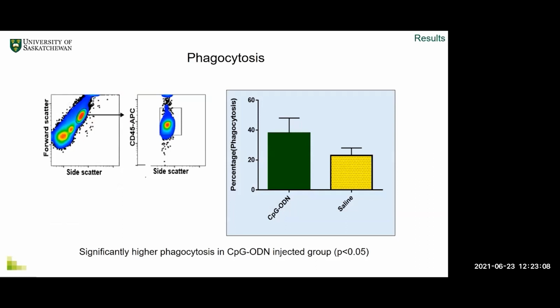Here are the results of our study. Phagocytosis results: this graph shows how we separated the heterophile population using scatter plot and specific antibodies. According to this graph, you can see the results of phagocytosis percentage. The phagocytosis percentage of the CpG given group is around 38%, and in the saline control it is around 20%, and this difference was statistically significant.